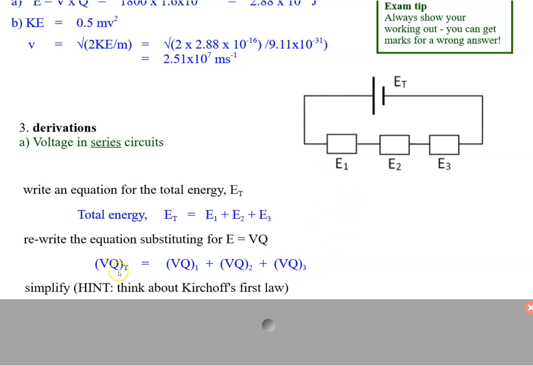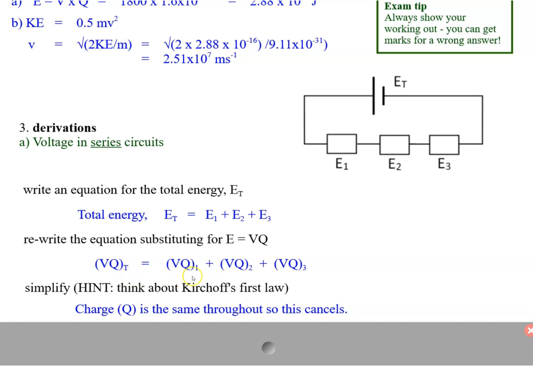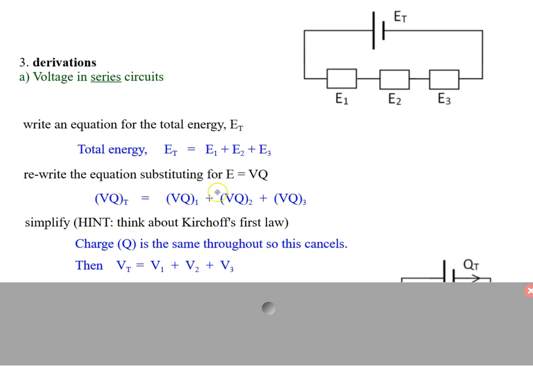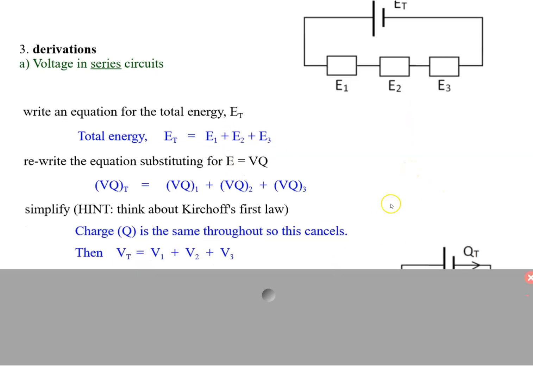In other words, the total charge coming from the battery must be equal to the charge in the first resistor, which is equal to the charge in the second resistor, which is equal to the charge in the third resistor. What we're saying is that the Q is the same all the way through. It's not different. So QT is equal to Q1, which is equal to Q2, which is equal to Q3. So all we need to do is cancel out the Q's, get rid of those, and we end up with VT is equal to V1 plus V2 plus V3, which, as we know, is the rule for voltage in a series circuit. So we've shown algebraically, derived, where this expression comes from.